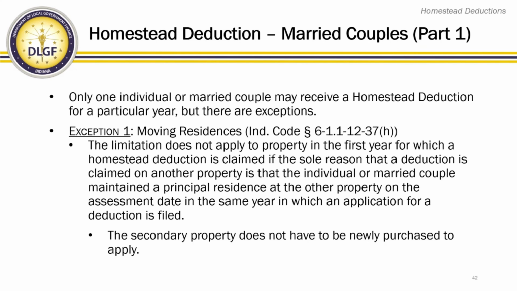And so the first exception that we'll see is moving residences. In some ways this applies to more than just married couples. The statute that's referenced here, 6-1.1-12-37, incorporates language that we refer to as the one-year carryover provision, and it applies to most deductions. The limitation specifying that an individual or married couple can't have more than one homestead deduction doesn't apply to property in the first year for which the homestead deduction is claimed.